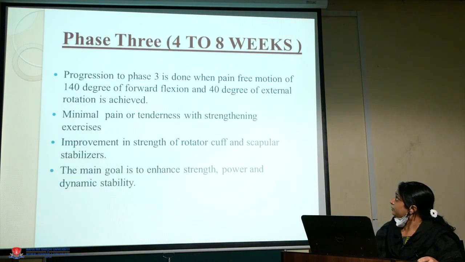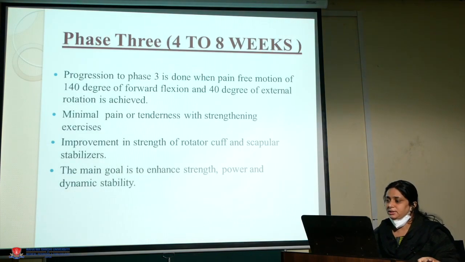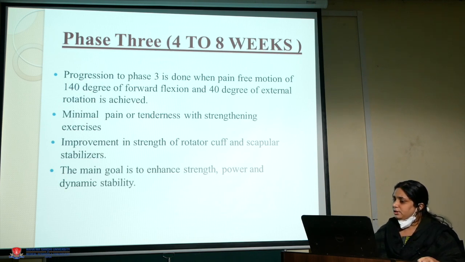Phase 3 is from 4 to 8 weeks. Here the progression is done with the free range of motion of forward flexion and 40 degrees of external rotation is achieved. Minimal pain or tenderness with strengthening exercises, improvement in strength of rotator cuff and scapular stabilizer. The main goal is to enhance strength, power and dynamic stability.